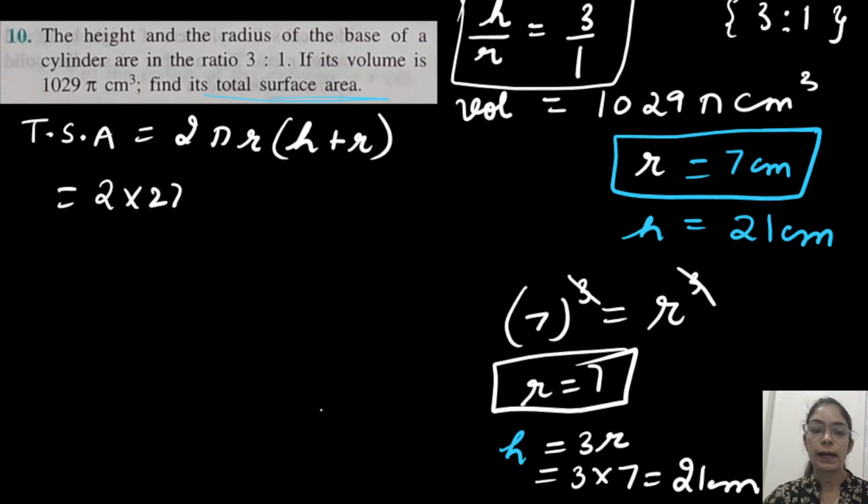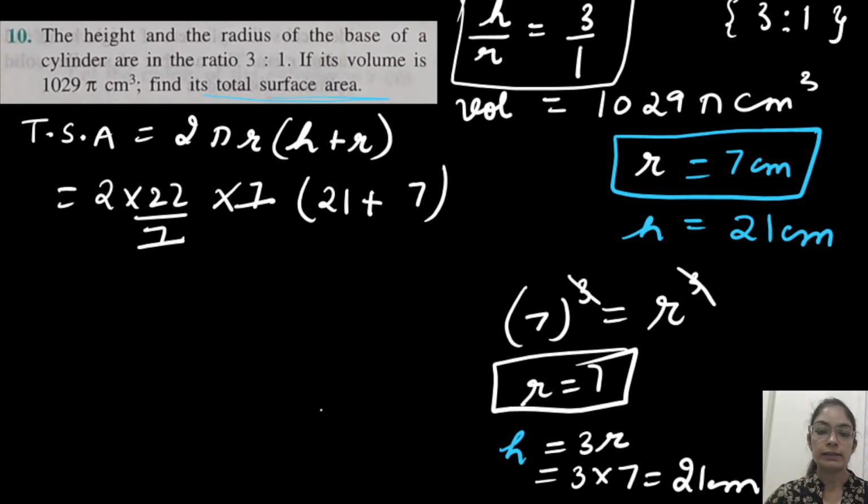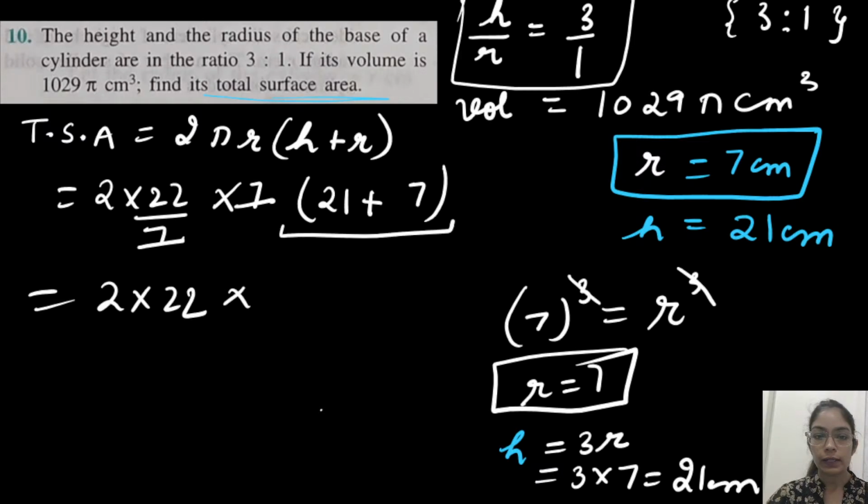2 into pi's value 22 by 7, r's value 7, height 21, r 7. So here we can do cancellation. 2, 7 and 7 will get cancelled. 2 into 22 into this, 7 and 7 got cancelled. So 21 plus 7 is 28. Multiply this and tell me the answer.